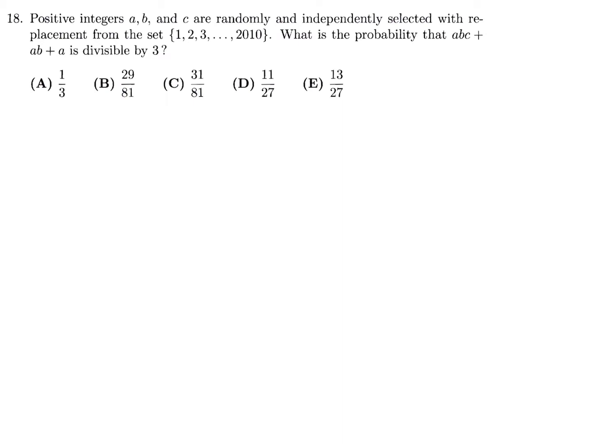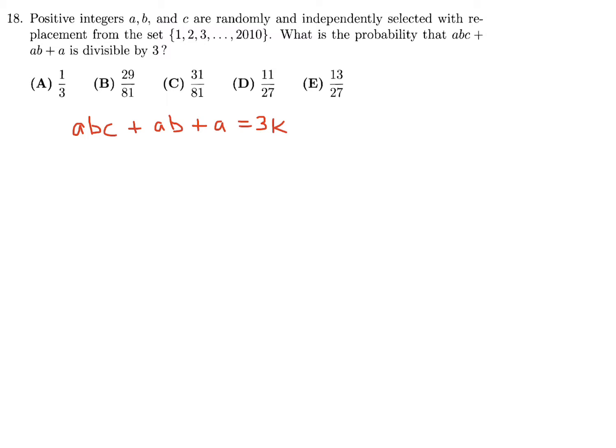Positive integers a, b, and c are randomly and independently selected with replacement from the set 1 to 2010. What is the probability that abc plus ab plus a is divisible by 3? So abc plus ab plus a is divisible by 3, so it is of the form 3K.